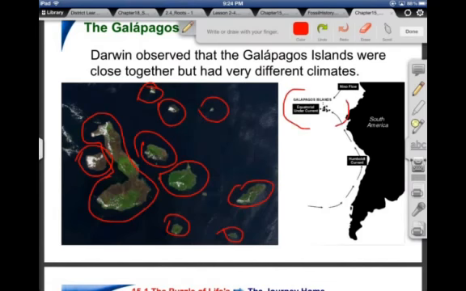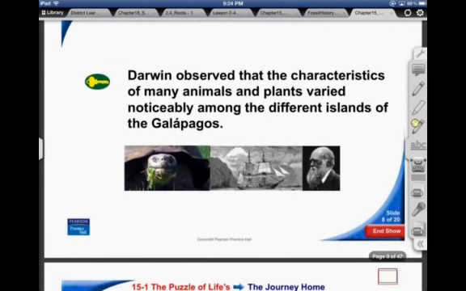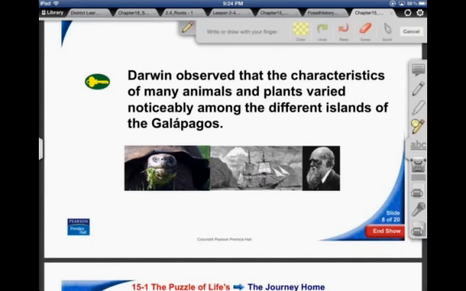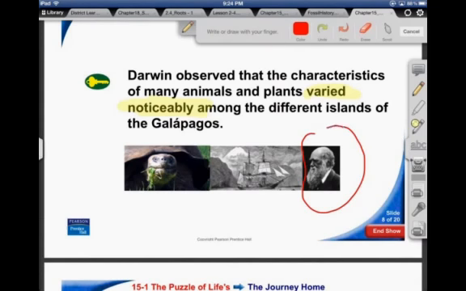So when he got to the Galapagos Islands, he saw such a diversity that he wondered where it came from. And the characteristics of many animals and plants varied noticeably, especially the finches. This comes up in particular detail. Interestingly enough, Charles Darwin was the son of a pastor. Now you can imagine coming up with the theory of natural selection, sort of the granddaddy of evolutionary theory, as the son of a pastor. Now that makes interesting conversation around the dinner table, doesn't it?